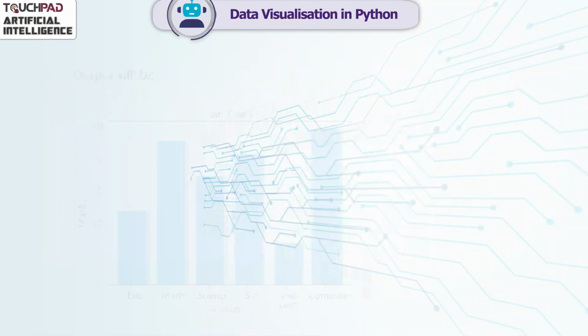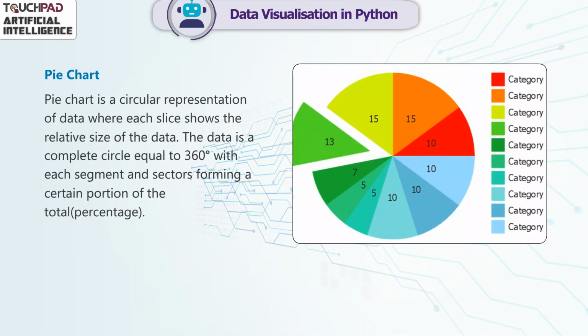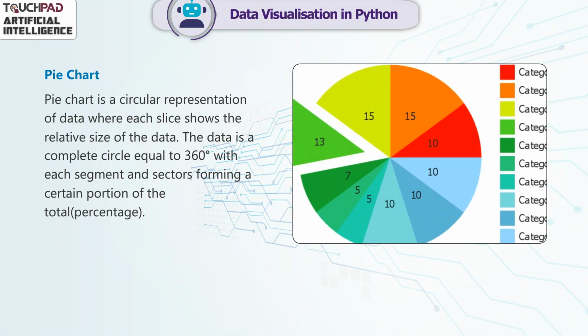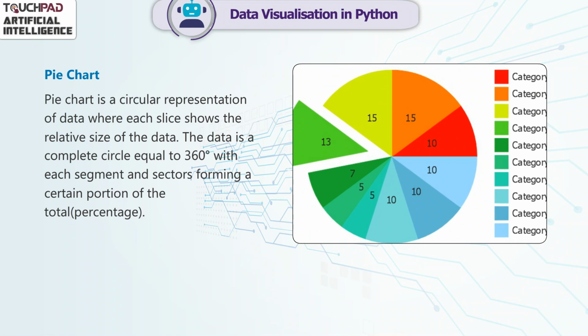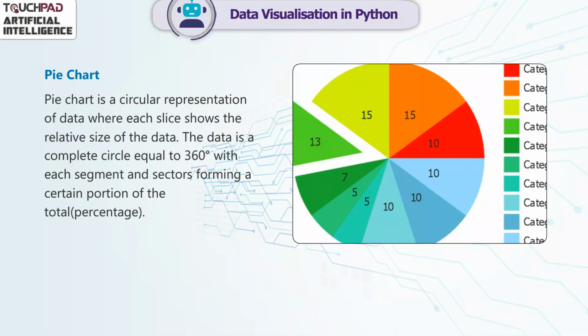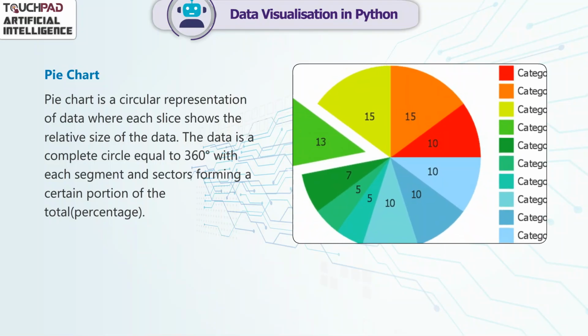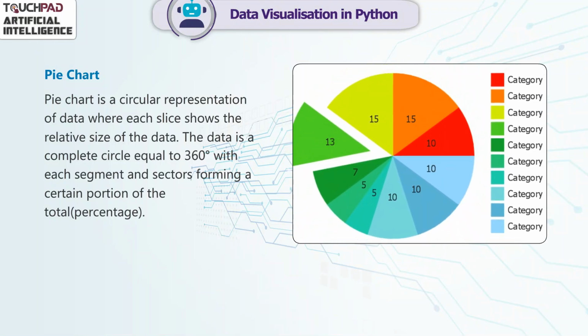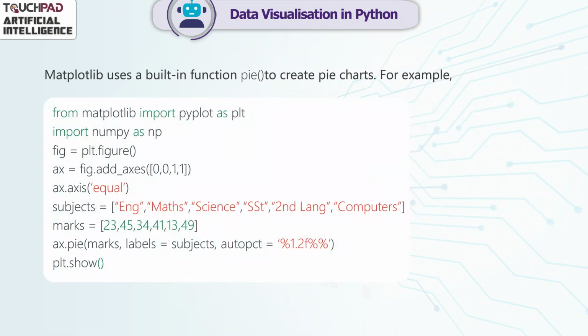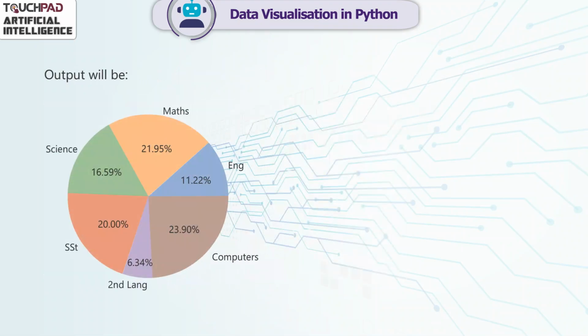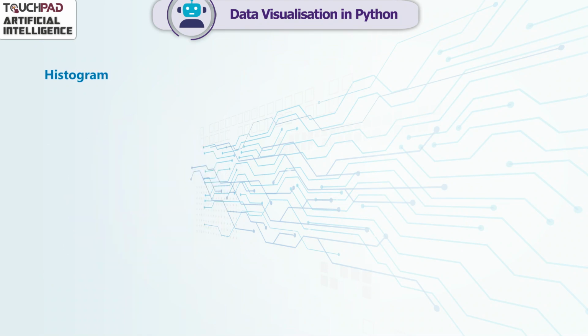For example, the output will be a pie chart. Pie chart is a circular representation of data where each slice shows the relative size of the data. The data is a complete circle equal to 360 degrees, with each segment and sector forming a certain portion of the total percentage. Matplotlib uses a built-in function, pie, to create pie charts. For example, the output is shown on the screen.